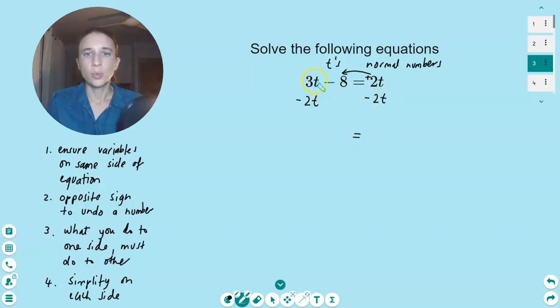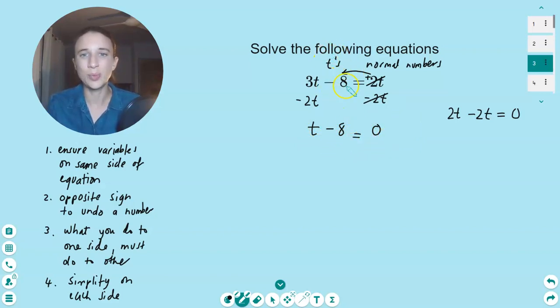Let's see. What's 3t take 2t? Just 1t or t. And we've got that take 8 there still. Positive 2t, take 2t, we'll cancel it, and that's 0. Just as a side note, 2t take 2t is 0. Sometimes I see students say it's t or 1, but that's not quite right. Coming back to the equation, t take 8 equals 0.